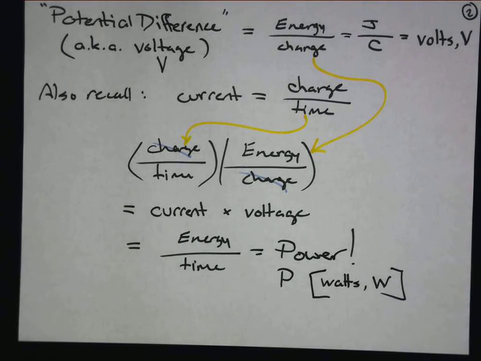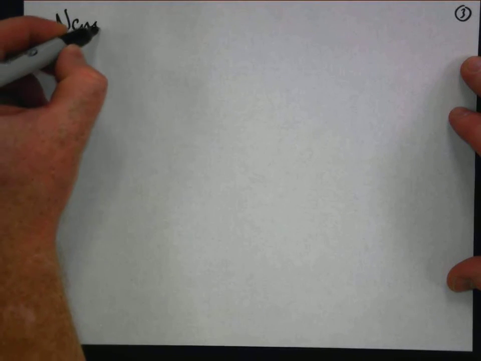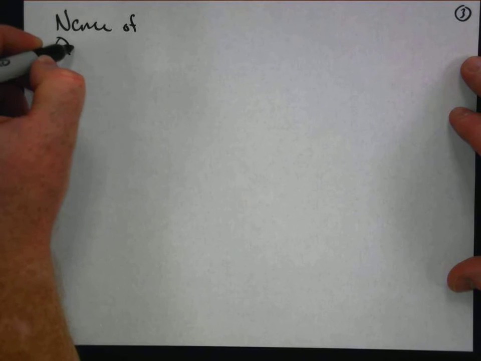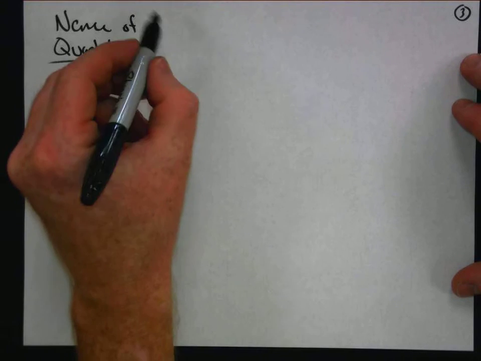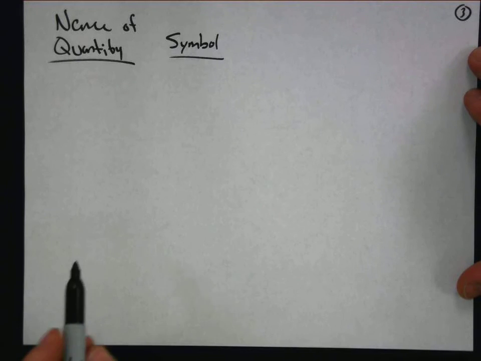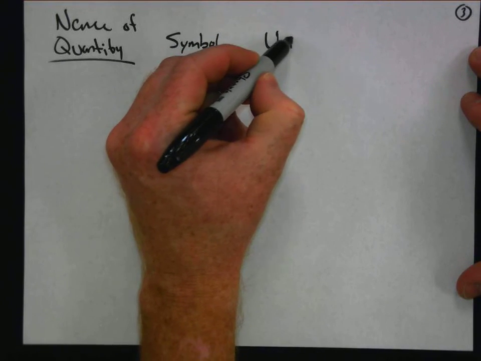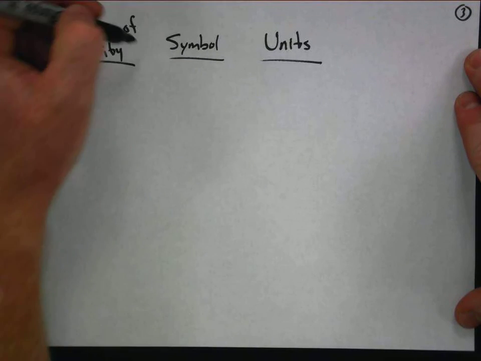What I'm going to do for you is break this down a little bit, because all these new symbols can get a little confusing. Let's take a look. So we're going to have the name of the quantity. We're going to have the symbol of the quantity. We're going to have the units of that quantity. So we'll do it like this. Make a little chart so this is a little easier to remember.